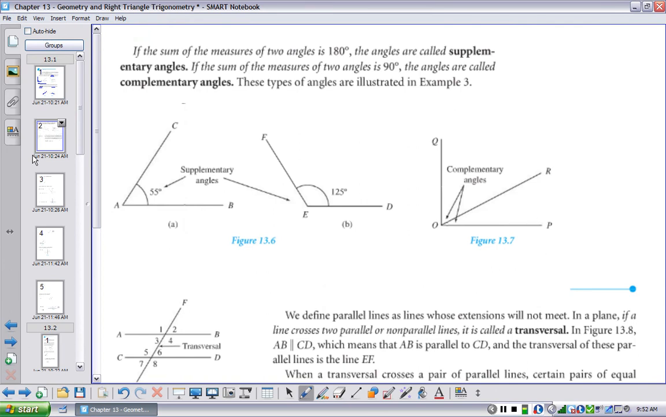We also talked about in chapter 6 that if the sum of two angles is 180 degrees, then they're supplementary angles. If the sum of two angles is 90 degrees, then they're complementary angles. Okay? So complementary, the sum is 90 degrees. Supplementary, the sum is 180 degrees.